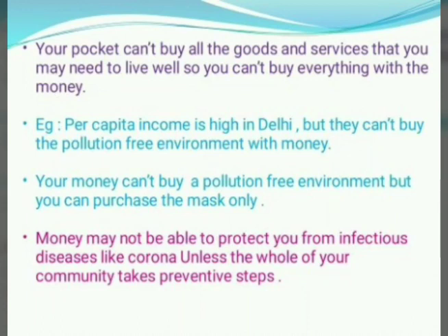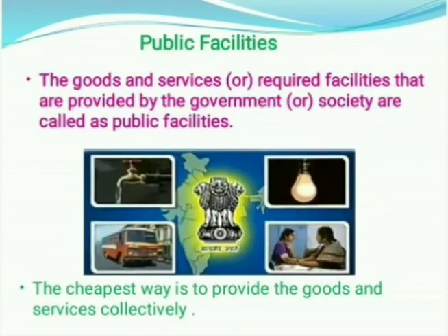Your money cannot buy a pollution-free environment, but you can purchase a mask only. Money may not be able to protect you from infectious diseases like corona unless the whole of your community takes preventive steps. The required goods and services that are provided by the government or society are called public facilities, for example, drinking water, transportation, electricity, health and education facilities. The cheapest way is to provide the goods and services collectively.